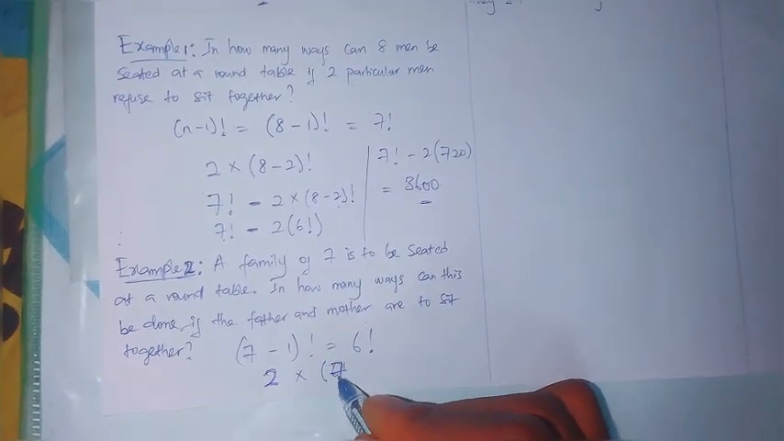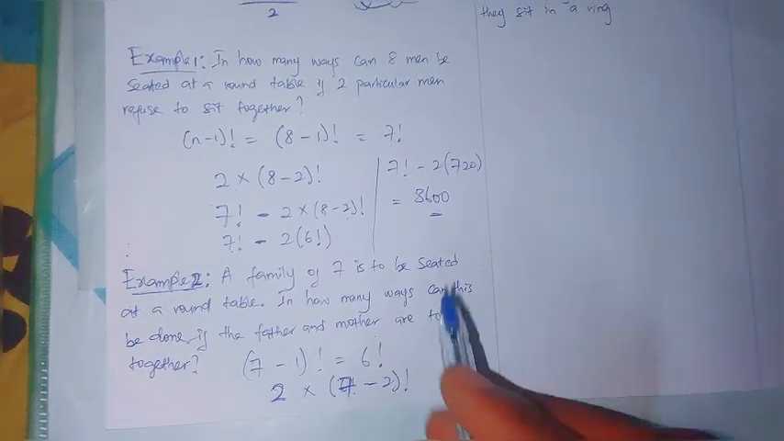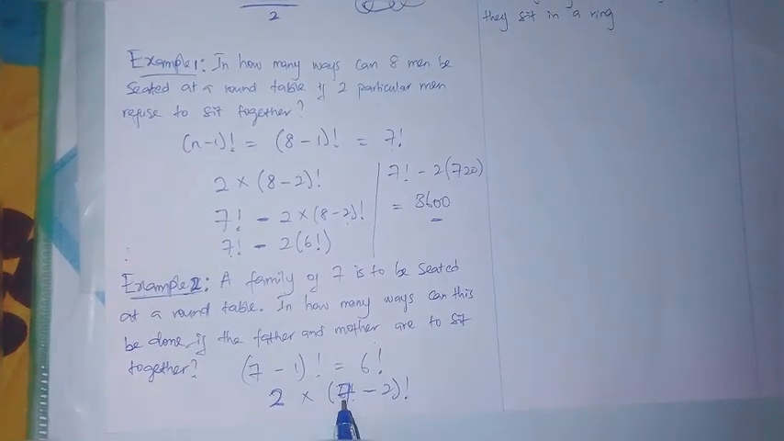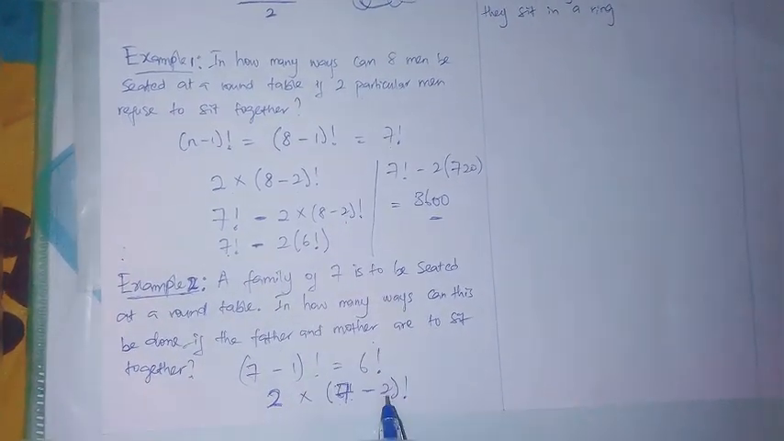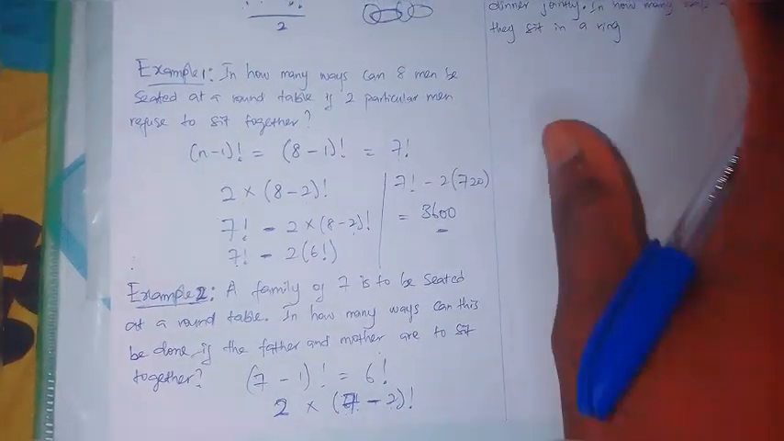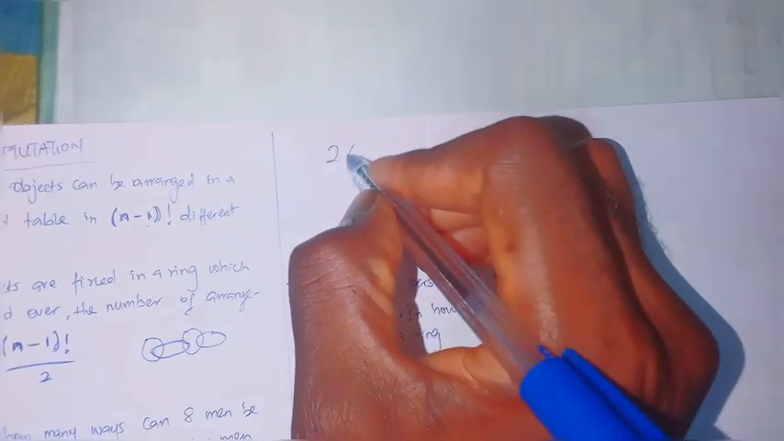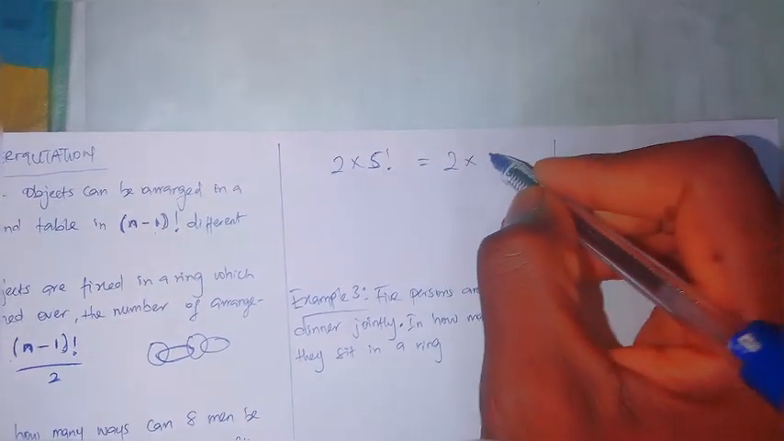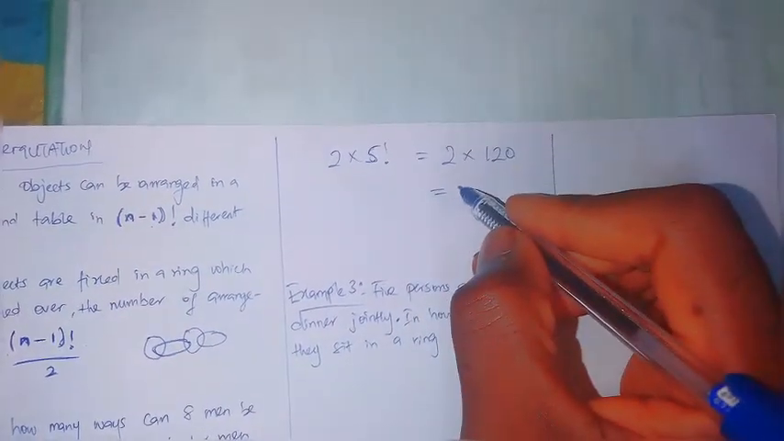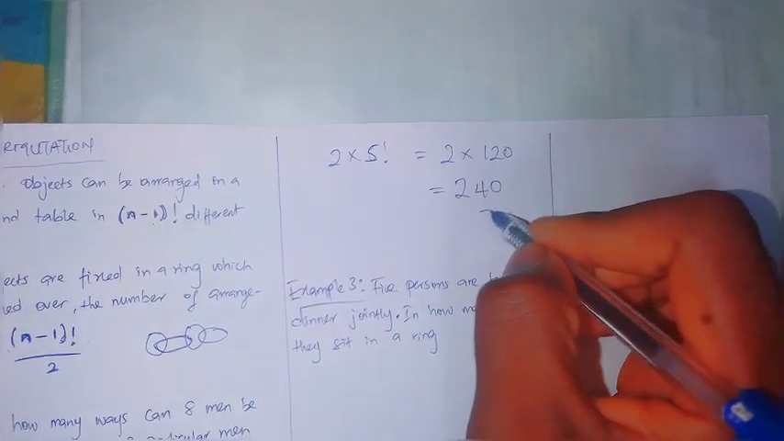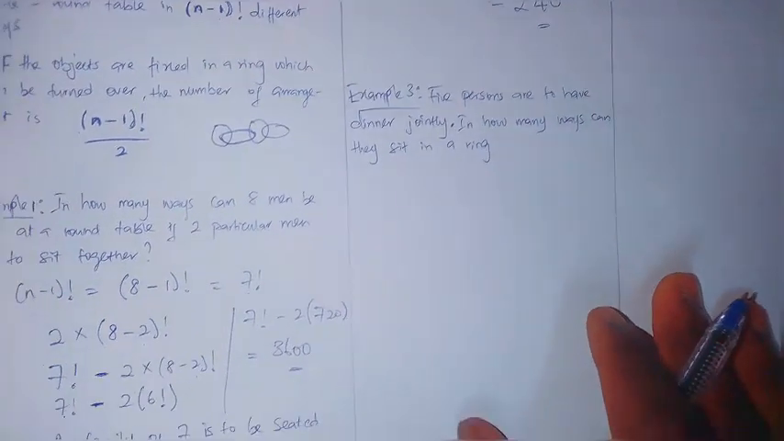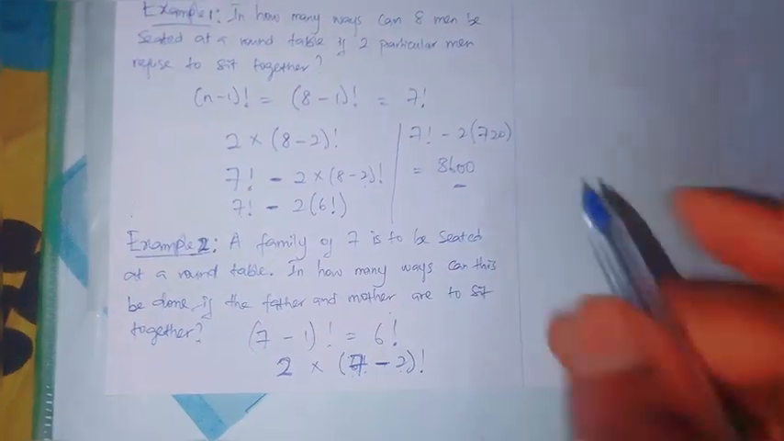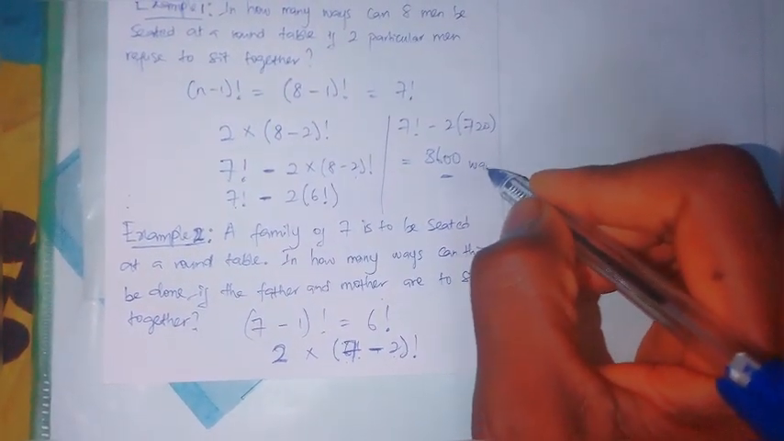(7-2)!, just as I did up here. So we have 2, which is the two of them, father and mother, times 7, which is the total number of them, minus father and mother, factorial. Now that becomes 2 times 5!, and 5! here is 120. Multiplying, your answer should be 240. So this is the number of ways they can sit together. So that's 240 ways.